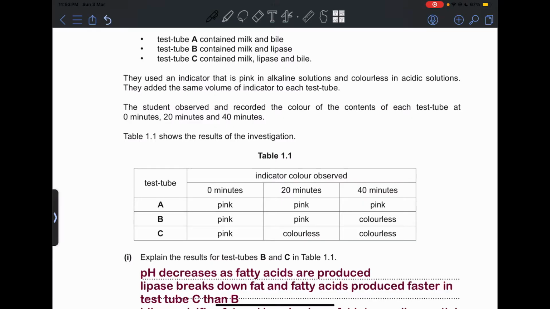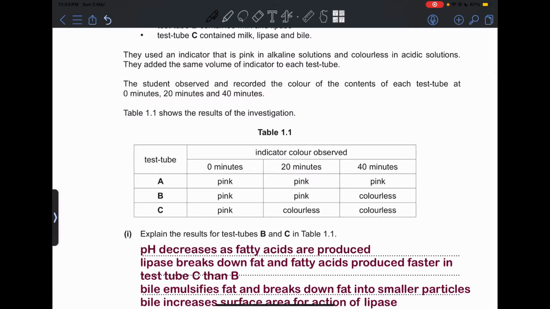So if the solution suddenly turns alkaline, then it will go from colorless to pink, for example. And if it goes from alkaline to acidic, then it will go from pink to colorless. They added the same volume of indicator in each test tube. The student observed and recorded the color of the contents of each test tube at 0 minutes, 20 minutes, and 40 minutes. Table 1.1 shows the results of the investigation.